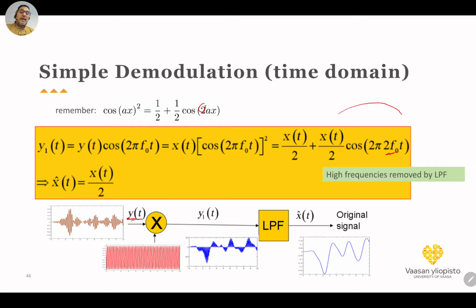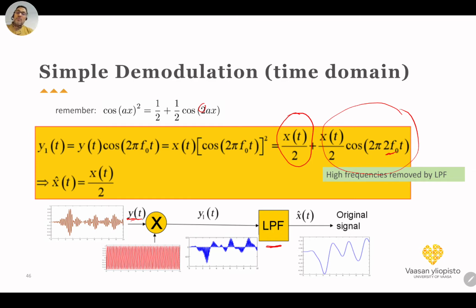So this part of the signal is a very high frequency component, which could be easily removed by using a low pass filter. So we can remove that part. And this part is a scaled version of the original signal. So it will be the same original signal, but attenuated by half. Of course, using some amplifier, we can get the signal again.